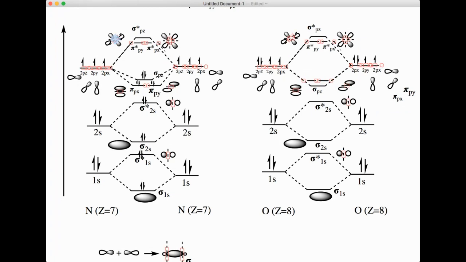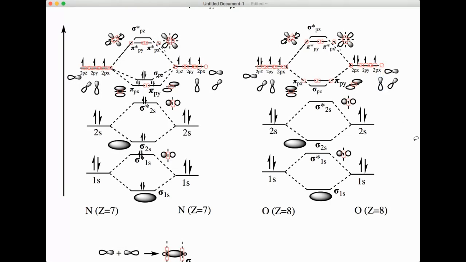Okay, so we have the sigma and the pi: pi px, pi py, and sigma pz. Okay? That's the only thing that is going to change.